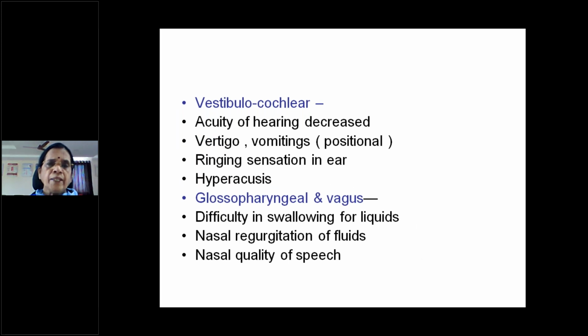Then coming to the eighth cranial nerve, vestibular and cochlear. For the cochlear part, ask whether the acuity of hearing is decreased or not. For the vestibular part, vertigo can be there on the particular side, and they may have positional vertigo and vomiting. They can also have a ringing sensation in the ear. And then hyperacusis, that means painful hearing. So these are all the symptoms suggestive of eighth cranial nerve involvement.